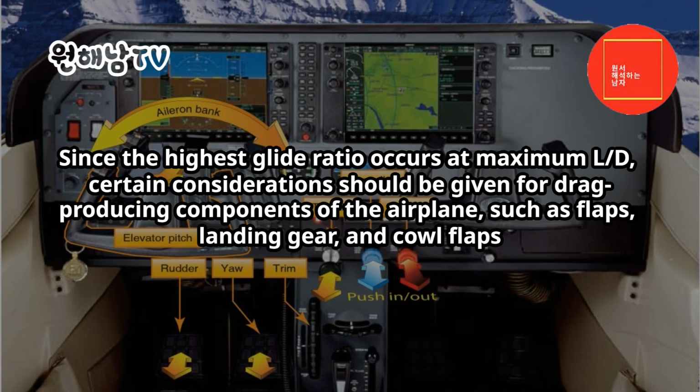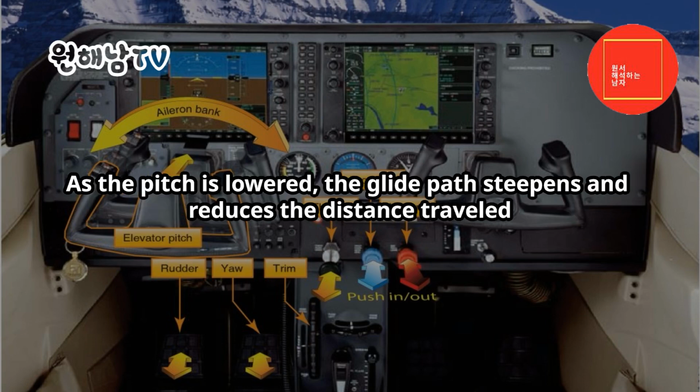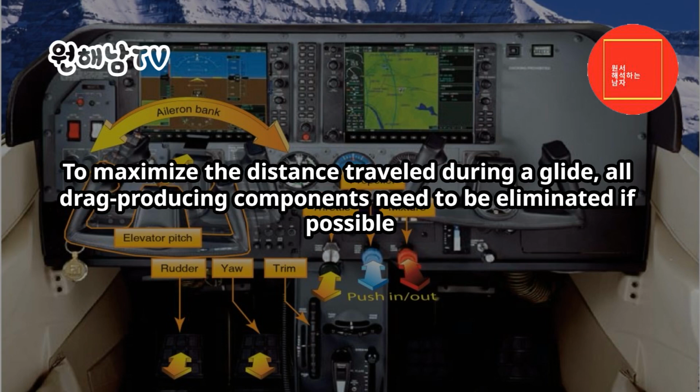Since the highest glide ratio occurs at maximum L/D, certain considerations should be given for drag-producing components of the airplane, such as flaps, landing gear, and cowl flaps. When drag increases, a corresponding decrease in pitch attitude is required to maintain airspeed. As the pitch is lowered, the glide path steepens and reduces the distance traveled. To maximize the distance traveled during a glide, all drag-producing components need to be eliminated if possible.